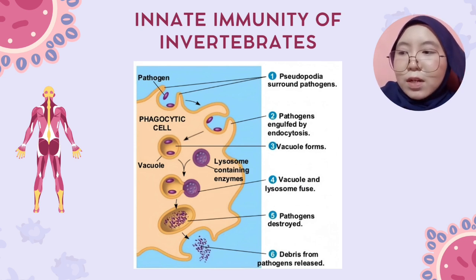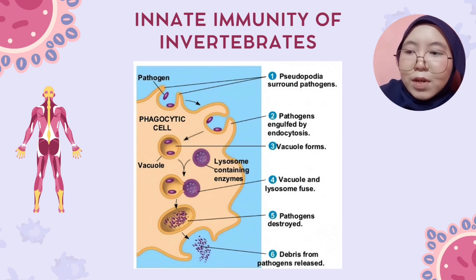Fourth, the vacuole fuses with a lysosome, which contains digestive enzymes. This forms a phagolysosome. Fifth, enzymes inside the phagolysosome break down and kill the pathogens. Sixth, the remaining waste materials are expelled from the cell by exocytosis.